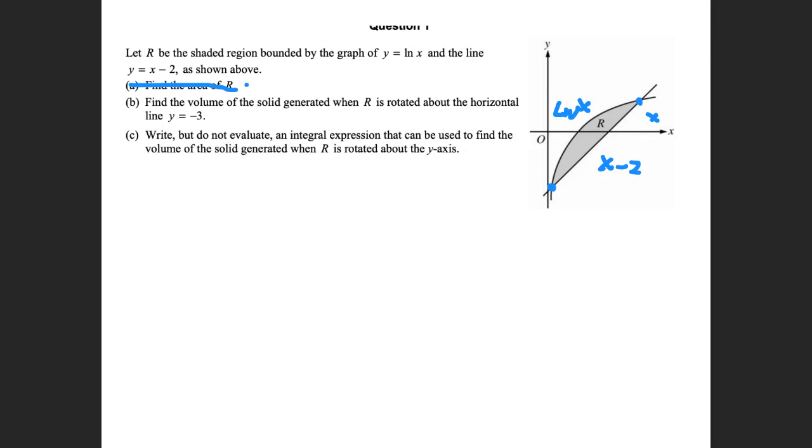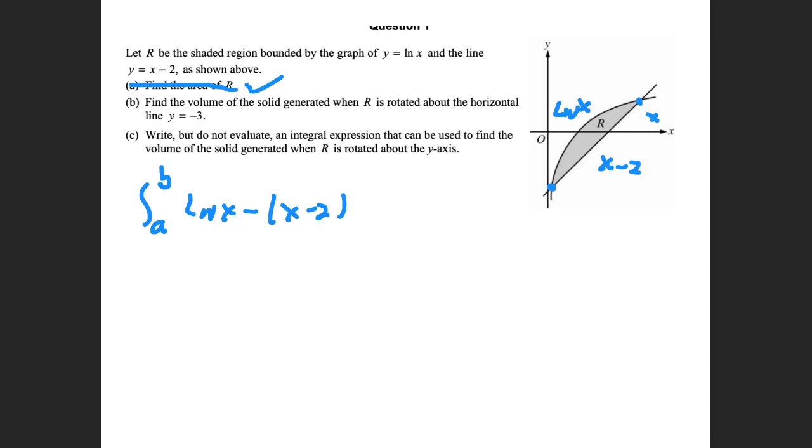So if I wanted to find the area of R, I would just take the integral from a to b of the top function, natural log of x, minus the bottom function, x minus 2. Boom, that's the area. Now, if I couldn't solve it, I would just leave it like this.